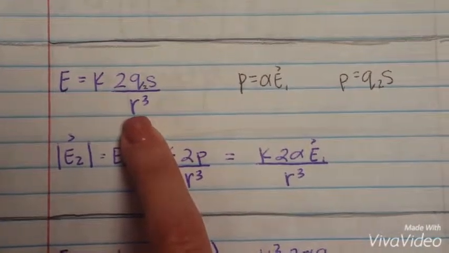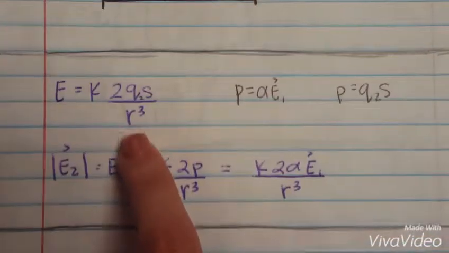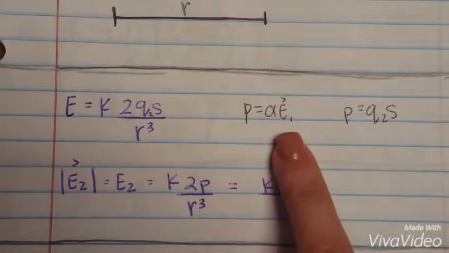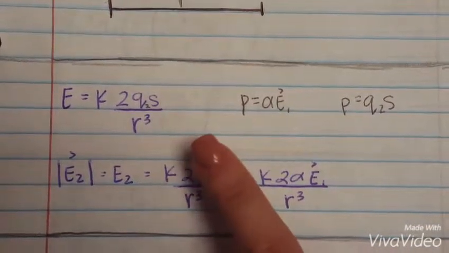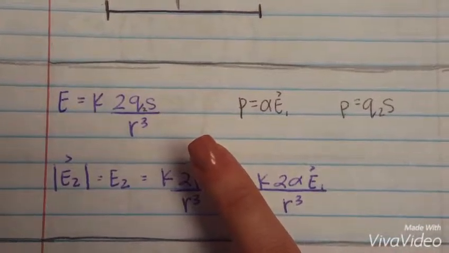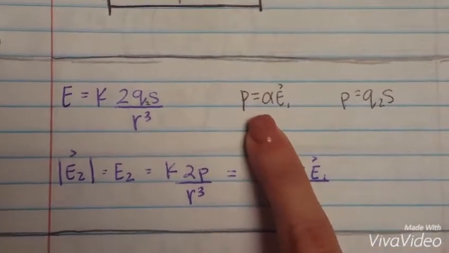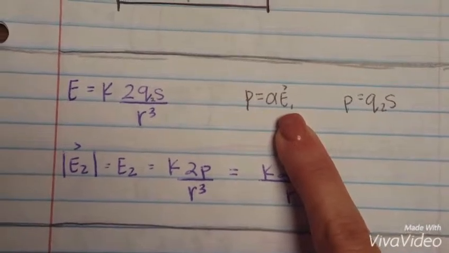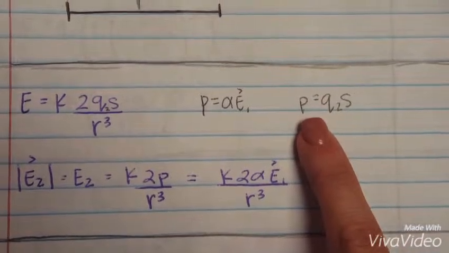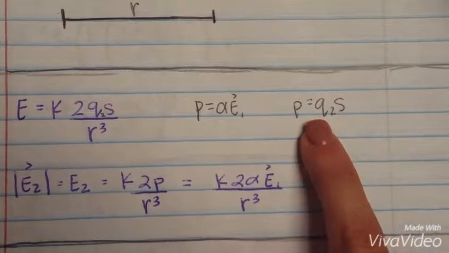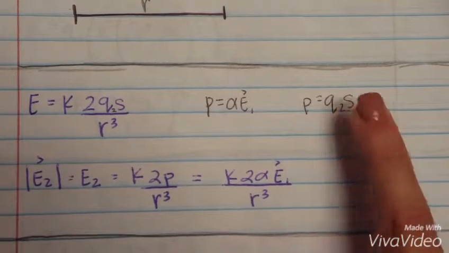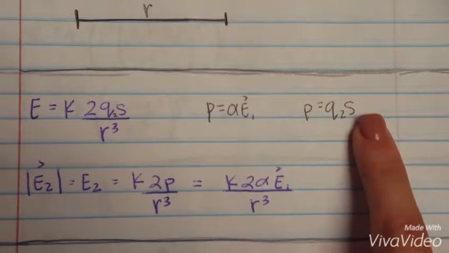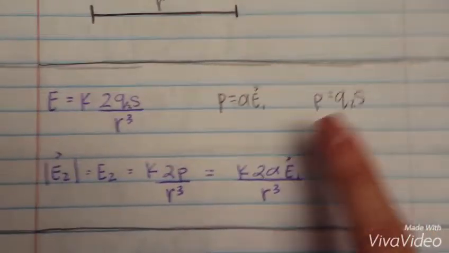divided by r cubed. The dipole moment of the polarized atom is proportional to the applied electric field E1, given by p equals the polarizability of the atom times E1. The electric dipole moment of the atom is given by the charge of the dipole times s, which is the distance between the two charges of the dipole.